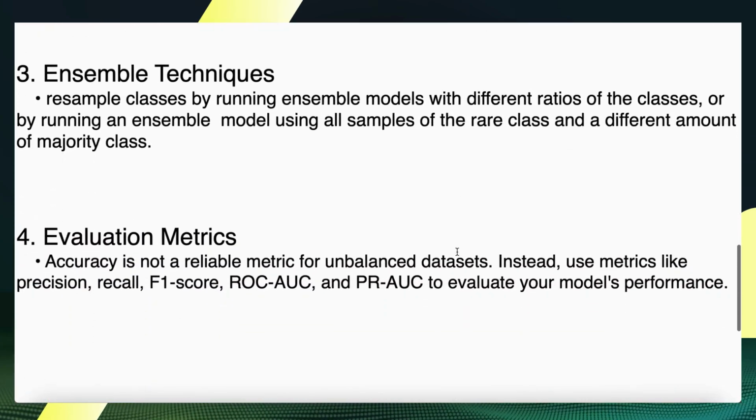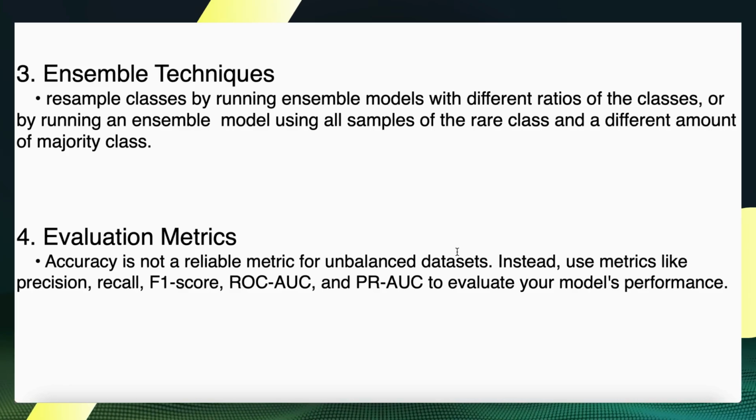Third approach is the ensemble techniques. So ensemble techniques are basically where you take different ratios of the classes. Let's say you take 100% of the minority samples and only 50% or 30% of the majority samples, then you build one model. Or you can take 80% of the majority and 100% of the minority, and build another model. Using these techniques, you can modify the ratios of the minority and majority and then build different models. Such techniques can also be deployed.